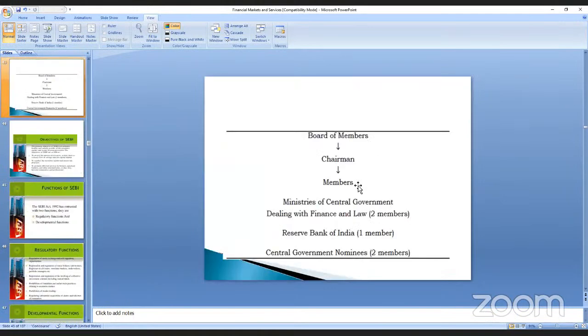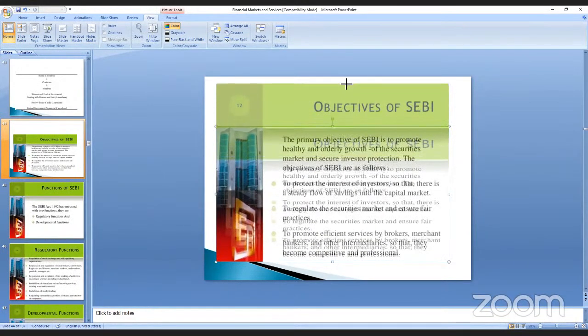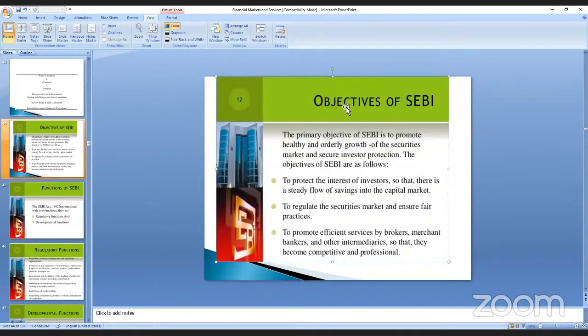So here, first is the objective of SEBI. What is the SEBI objective? To protect the persons who are investing money in the company. So that should be protected by SEBI. Steadily the flow of savings, and even a regulatory savings market. It is fair practices, and it will be known to everyone, clear.